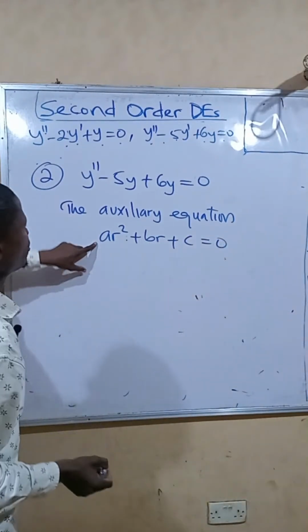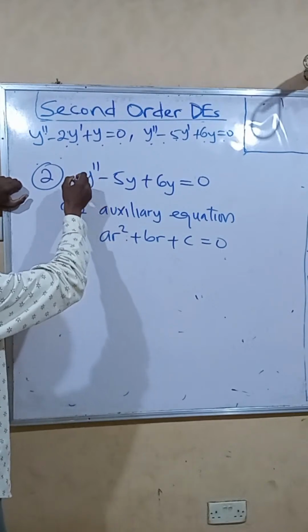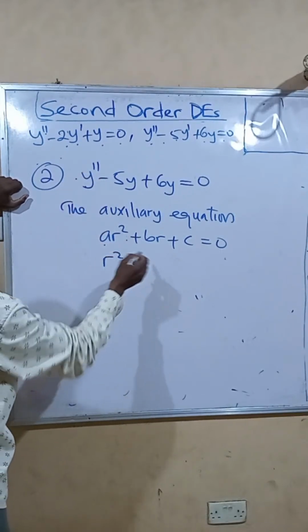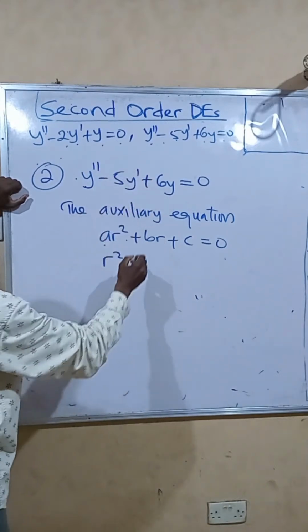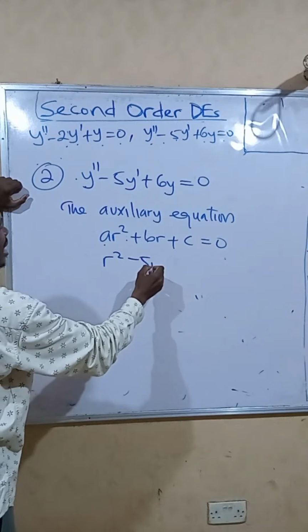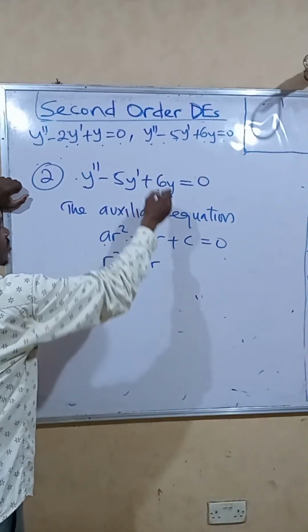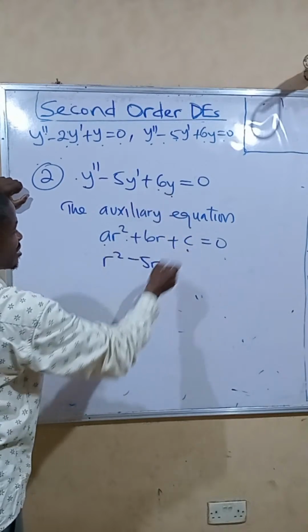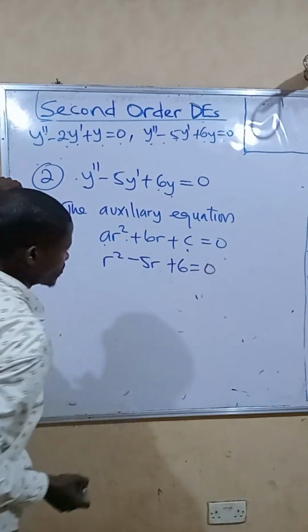Okay, so correspond this to your question. The attachment to your second differential is 1, so A is 1. Attachment to your first differential is what? It's minus 5, so B is minus 5R. Okay, the attachment to your y is 6, which is the constant c. So that's what? Plus 6 equal to 0.